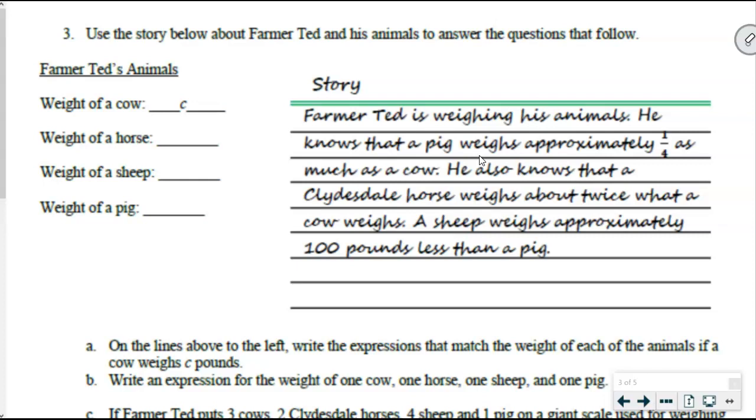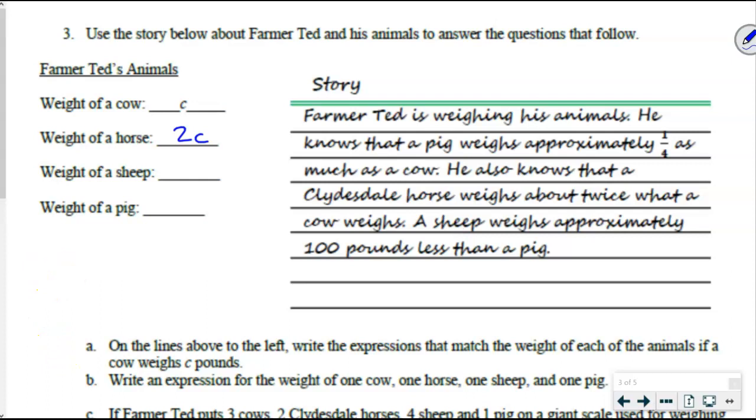All right, who's ready to share? Weight of a horse. How am I going to represent the weight of a horse in relation to the weight of a cow? Gracie. Yes, 2C. We read that a Clydesdale horse weighs about twice what a cow weighs, so we take the cow and double it. And weight of a sheep. How am I going to represent the weight of a sheep? Maverick. Okay, good point. Maybe we should skip to a pig first. We'll go to a pig first and then we will go to the sheep, because the sheep weighs approximately 100 pounds less than a pig, so we need to write the pig expression first.